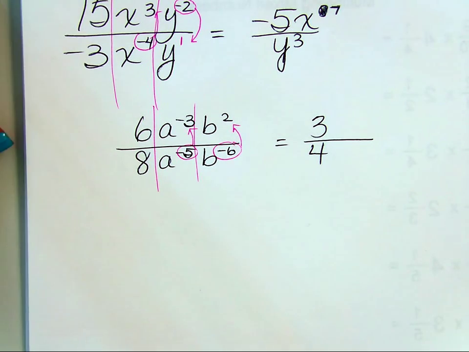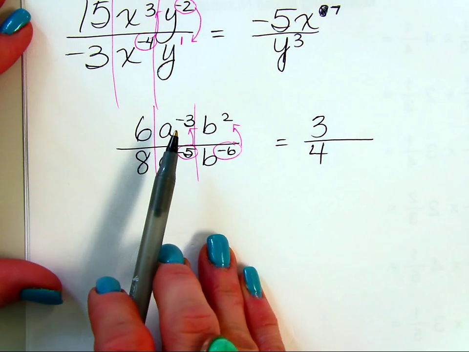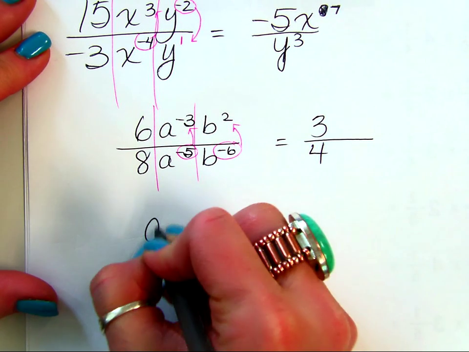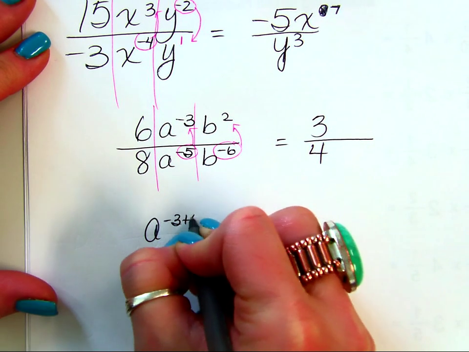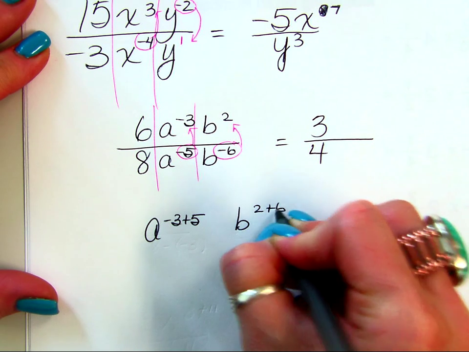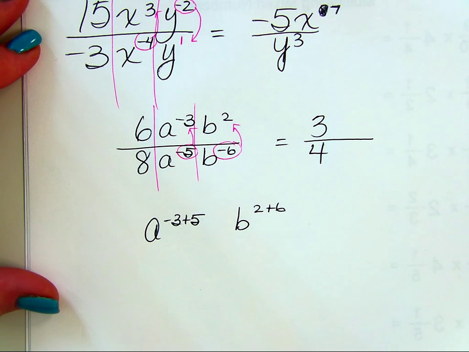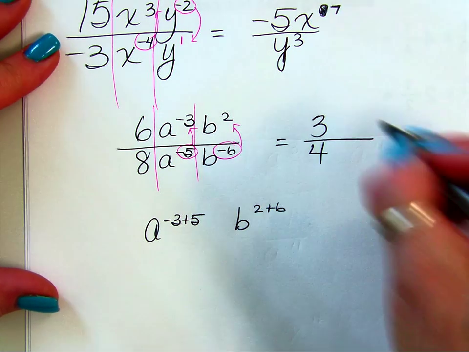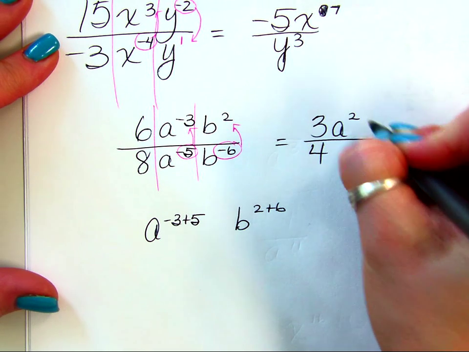All right, now be careful with this. Here, I'm going to have a to the negative 3 plus 5. And here I'm going to have b to the positive 2 plus 6, right? And they're both going up. So this is going to be a to the 2nd, b to the 8th.